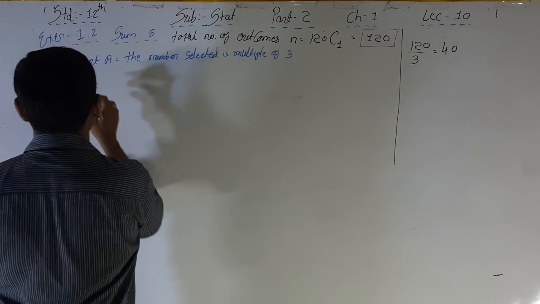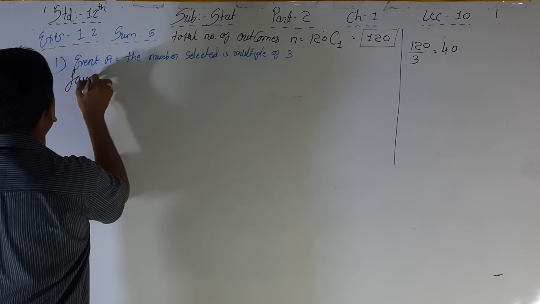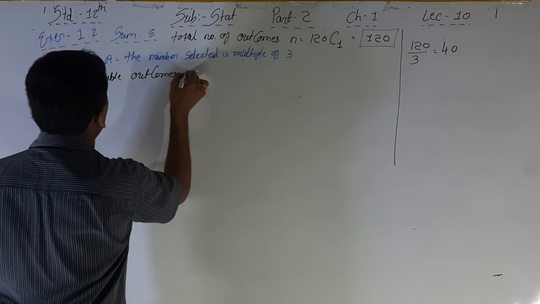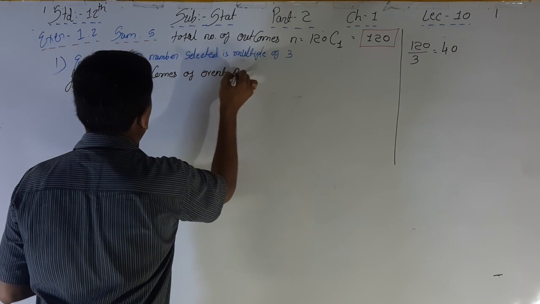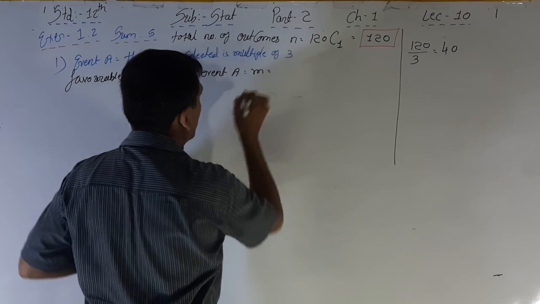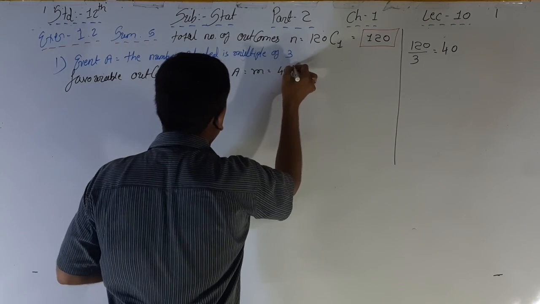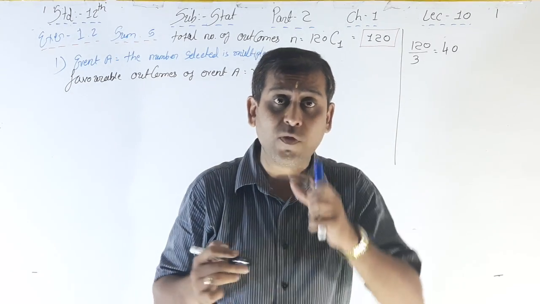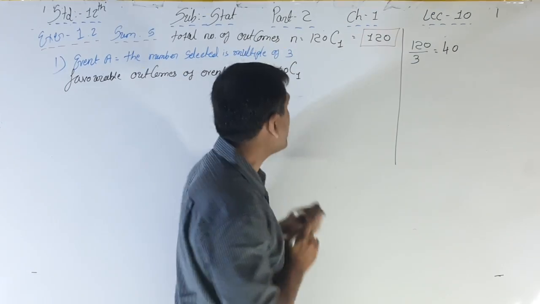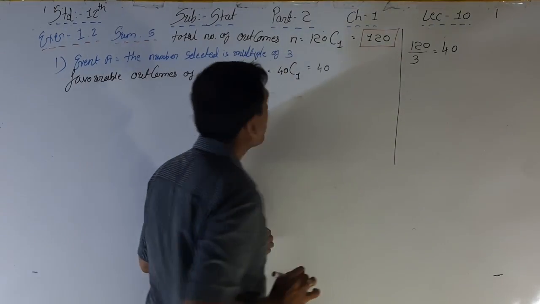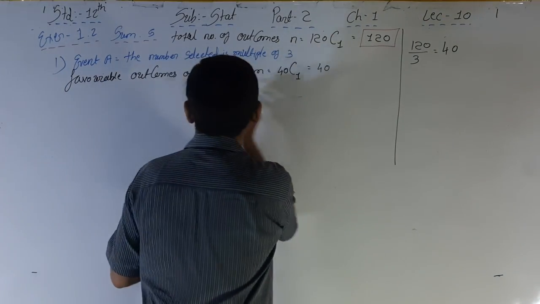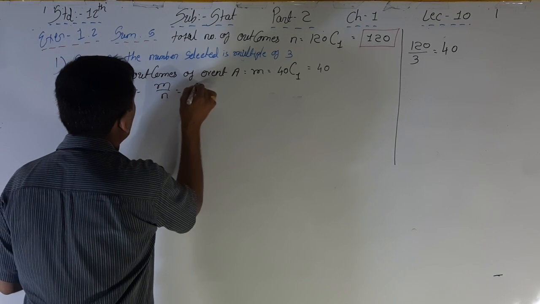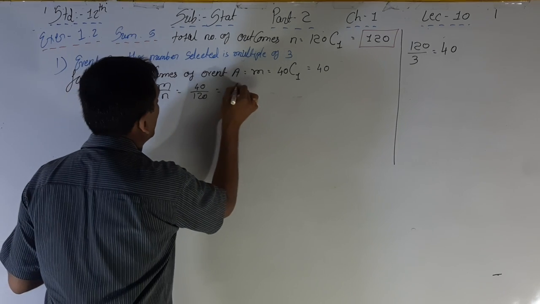So the favorable outcomes of event A: M is equal to 40. From those 40 we have to select one. Total 40 outcomes are favorable and we select only one, that's why 40C1. That's why M is 40, and therefore P of A is equal to M upon N, 40 divided by 120, that is 1 by 3.